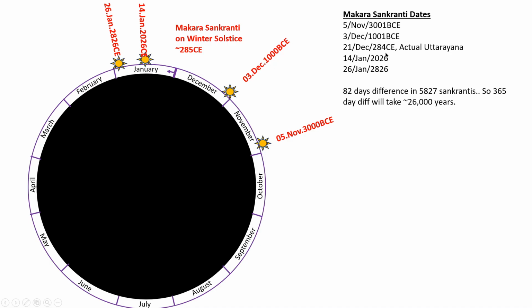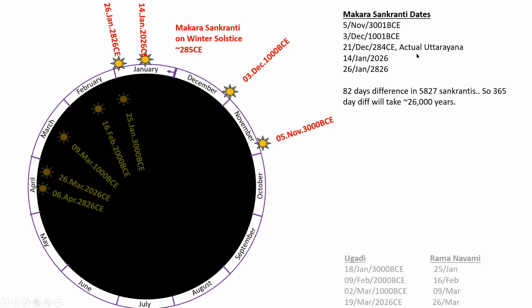In 284 CE, basically between 250 and 300 CE, it actually matches the expected dates. By definition, Makara Sankranti is also considered as Uttarayana, but technically Uttarayana means when the sun starts moving northwards from its lowest point in the sky on the winter solstice. It's at 23.5 south and starts moving north. Uttarayana means northward. So around 250 CE, 300 CE, Makara Sankranti was exactly on the actual Uttarayana day, which was 21st December.